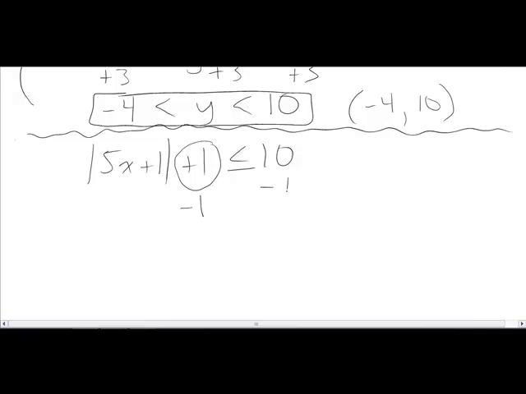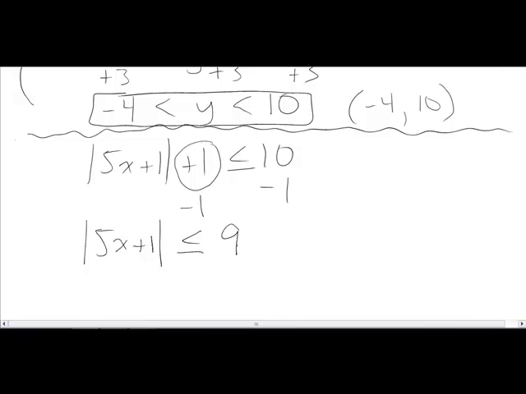Remember, you can work an inequality just like an equation. We can move terms from one side to the other just like we do in an equation. The only difference is if we divide by a negative, we have to flip the direction of the inequality sign. So now this gives me the absolute value of 5x plus 1 is less than or equal to 9.